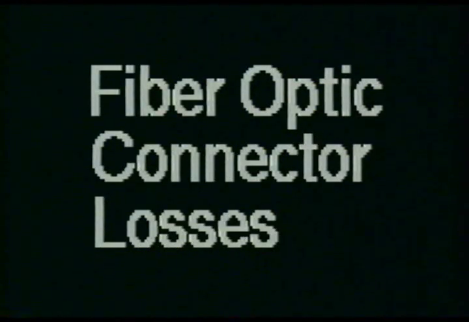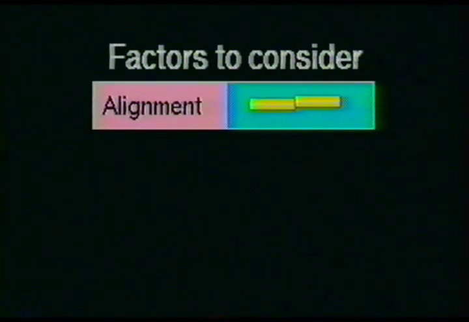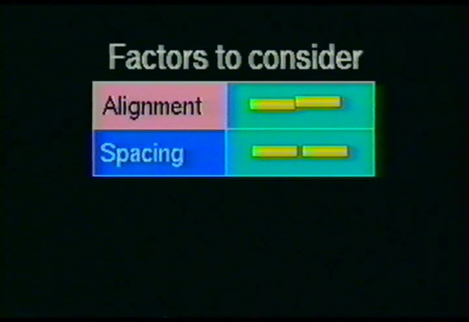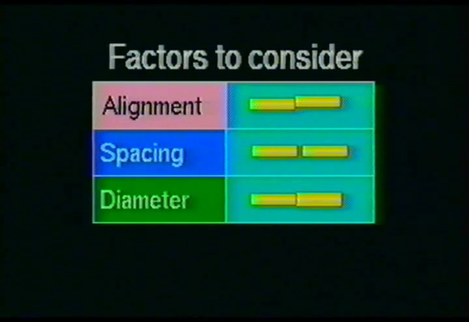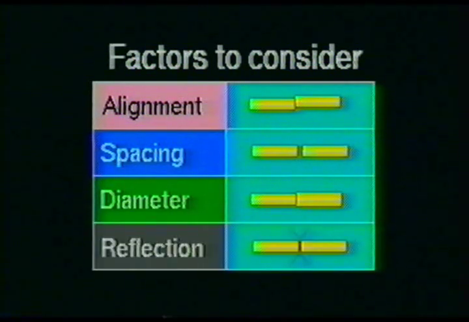Connector loss or attenuation is an important factor when determining which type of connector to use. Some of the factors which must be considered when choosing a connector are alignment of the fiber access core, spacing between the fibers, the diameter of the core of the cables being joined together, and the reflection of the ends of the fibers being joined.